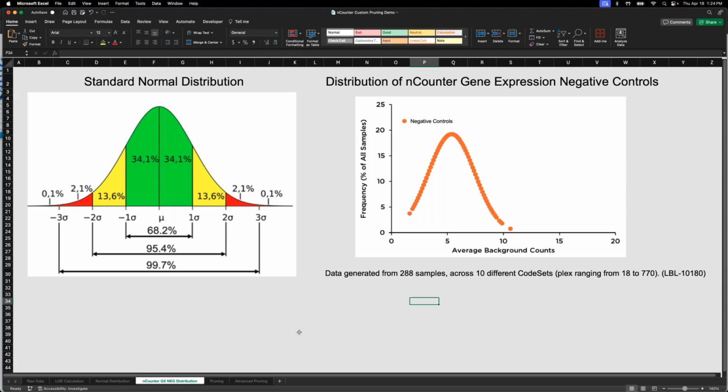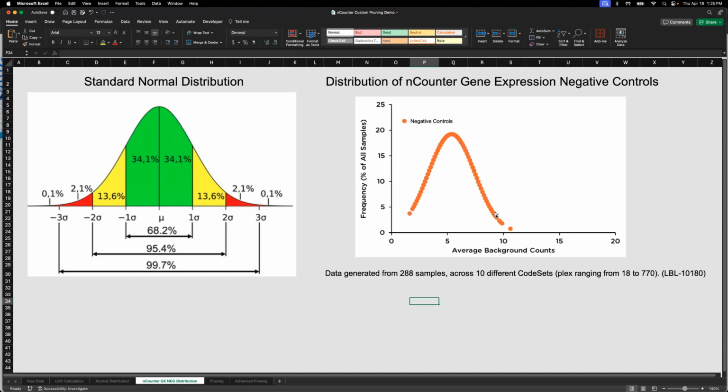There are a couple of caveats I want to show you here. The first is that this is a data set generated from 288 samples across 10 different code sets and with different numbers of genes, so just a handful of genes all the way up to perhaps 770 or so. So it's a variety of different data sets. And what we're seeing is that it's approximately normally distributed. I'm not going to do a formal statistical test to look at the fit of this distribution. That doesn't really matter too much, but I think it's approximately normally distributed.